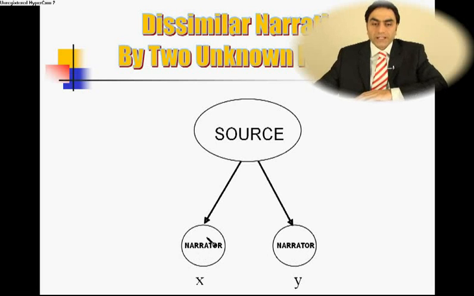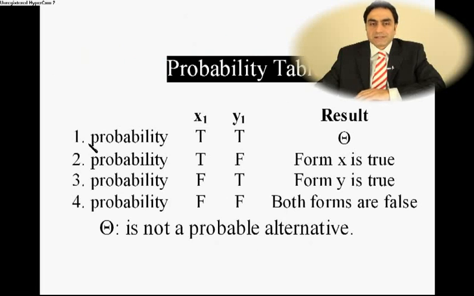So X comes to us with X form of report, and Y comes with a Y form of the report, and they are contradicting each other. And both of them are unknown persons. We are talking about unknown persons. What's the probability table about this kind of narration?